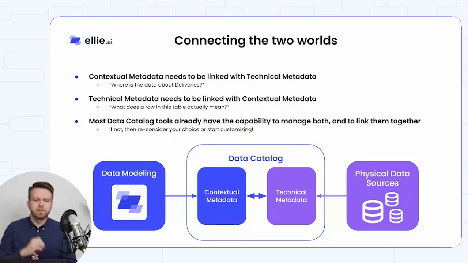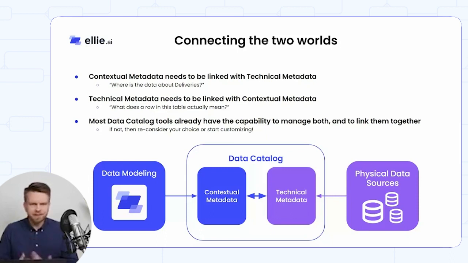And in the other direction, we also need to be able to link technical metadata to higher levels of the contextual metadata. If you are coming from the direction of the actual physical implementations, you have a table with a complicated technical name, and you ask, what does a row in this table actually mean? You have to have the ability to go back to the business concepts, to the conceptual models, to the model of the domain, to understand what things you really have that data about.